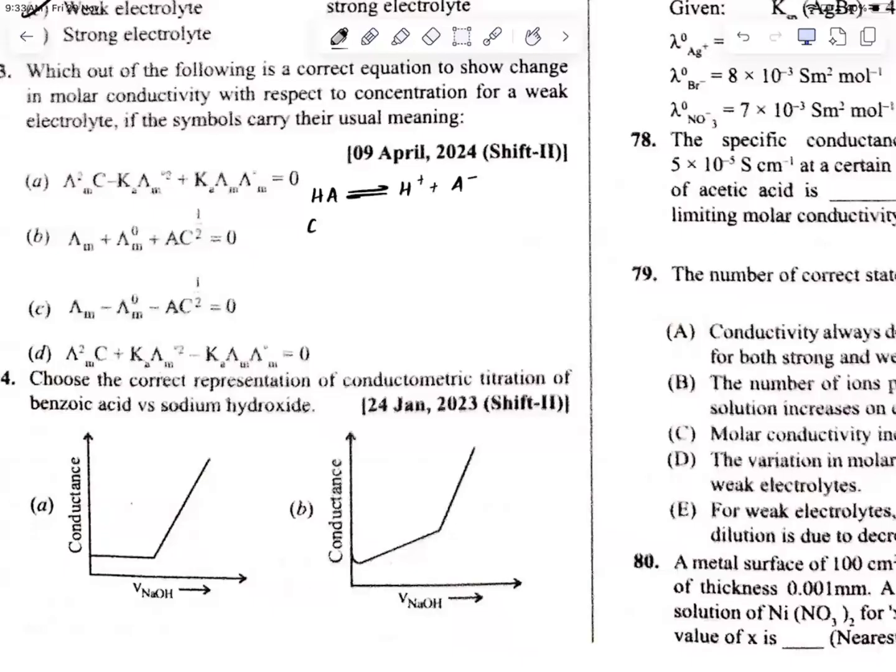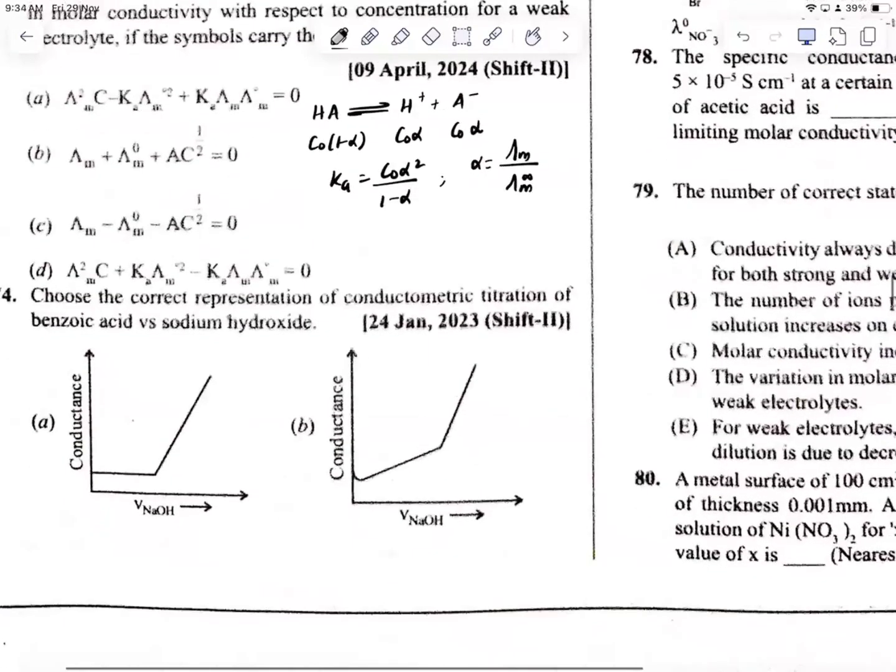See, if I take any weak acid as an example, I can write this as C into 1 minus alpha, C naught alpha, and C naught alpha. Correct? So from there, I can write K is equal to C naught alpha square by 1 minus alpha. And you know that alpha is equal to lambda m by lambda m infinity. Just substitute those values here. So I'll get Ka is equal to C naught into lambda m by lambda m infinity whole square, divided by 1 minus lambda m by lambda m infinity.